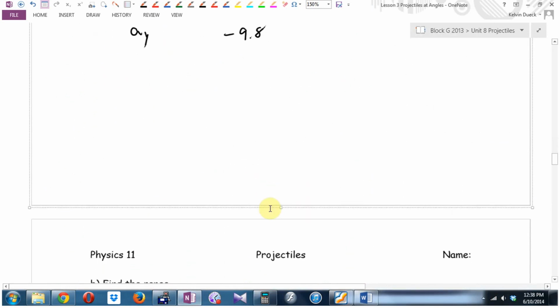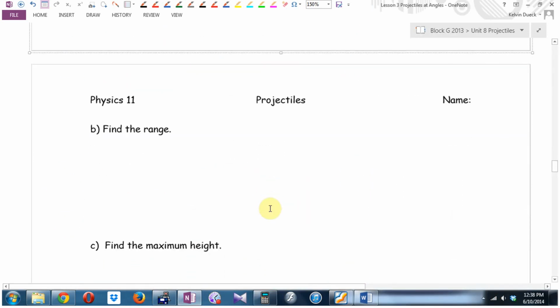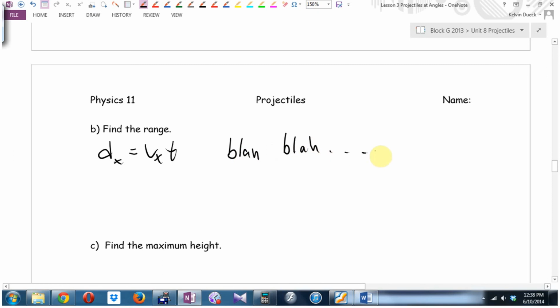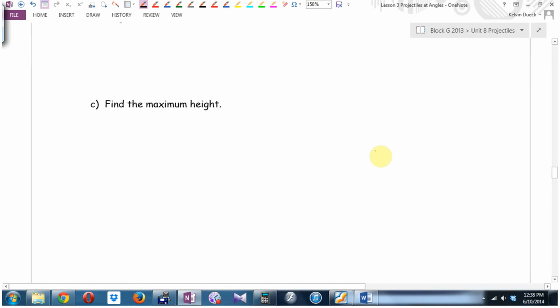Continue on. Could I find the range? Sure. dx equals Vx t, and so on. Could I find the maximum height? Sure. At the top, what's Vy? 0. What was Vy initial? Whatever it was, 27 point whatever. A is negative 9.8. I could find how high that is, and then I'd have to add the height of the cliff. We've done that before.